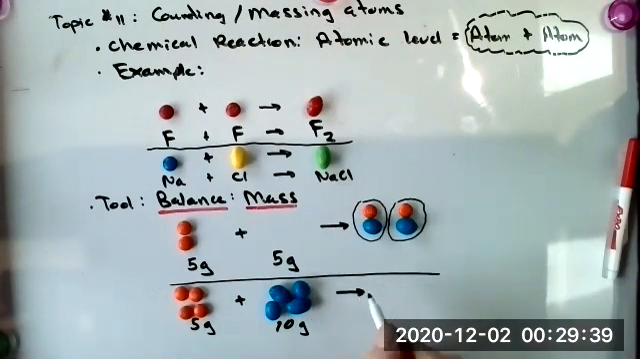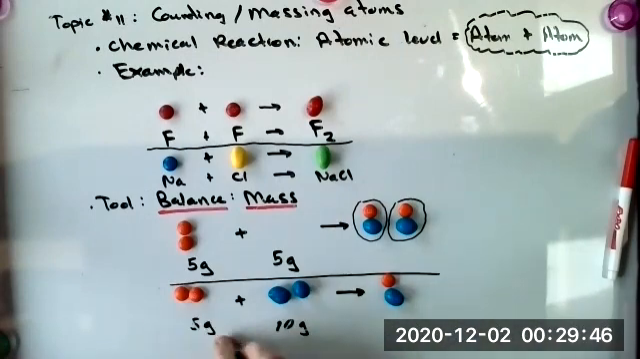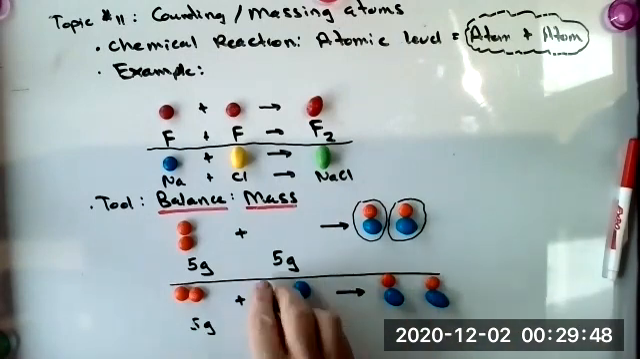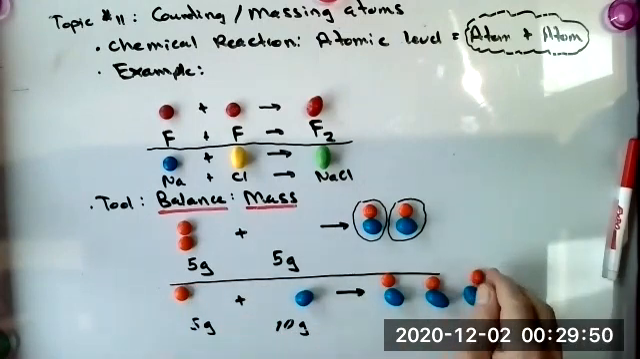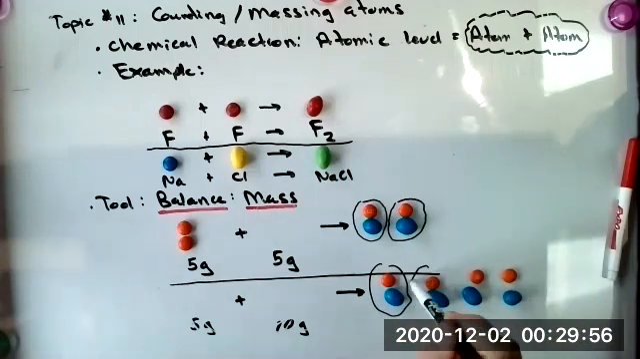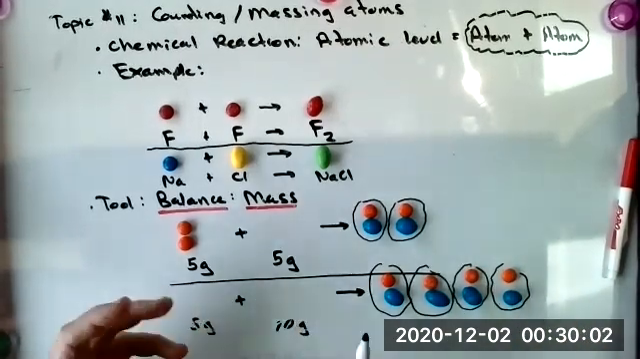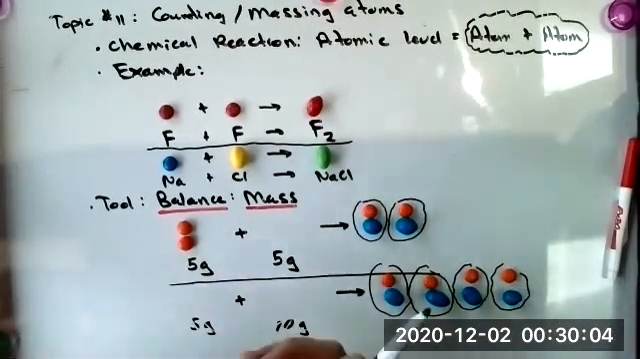Now when I combine them, watch what happens. One of these and one of these come together. One of these and one of these come together. One of these and one of these, and one of these and one of these. Now I made 4. And look, no extra. So at the atomic level, all of them were used.